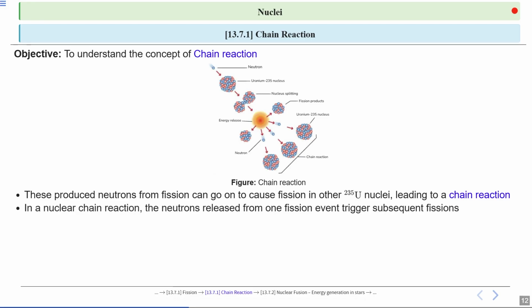Building on that, in a nuclear chain reaction, the neutrons released from one fission event trigger more fissions in other nuclei.